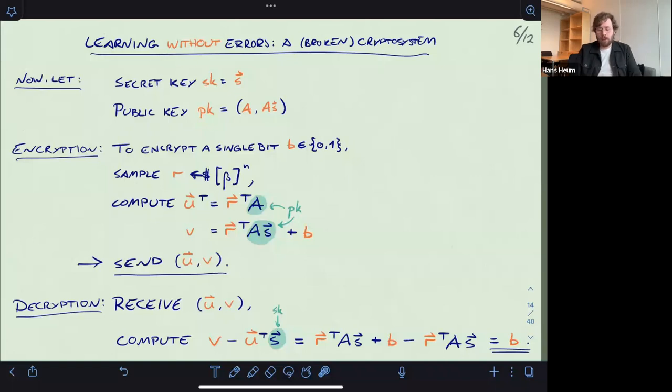And then you just unpack our notation that we have introduced. V is R transpose A S, as you see up there. Then you get plus B from V, and then you subtract R transpose A and S, which was multiplied by the receiver. And you see that the two terms cancel, and you are left with the bit you wanted to encrypt, namely B. So great success.